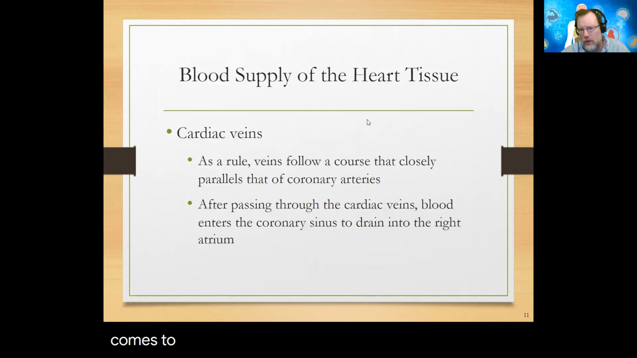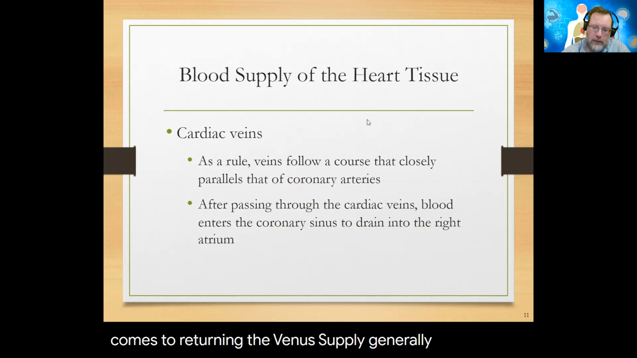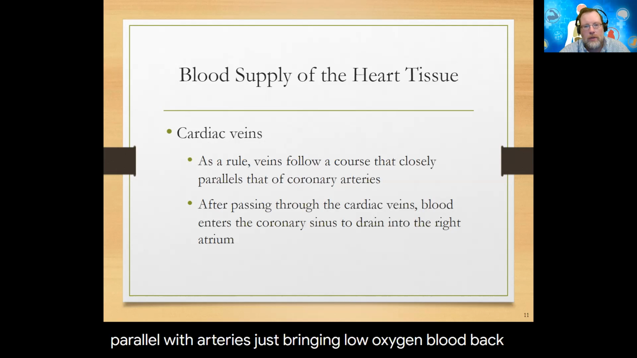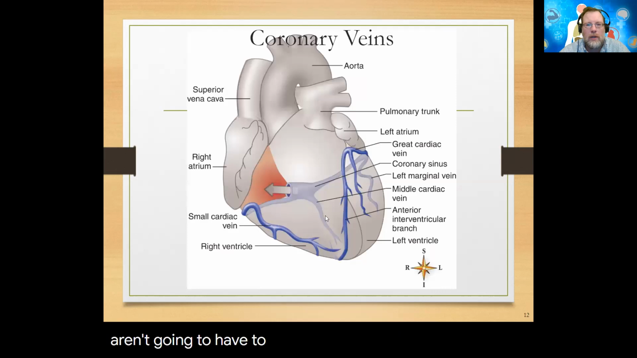When it comes to returning the venous supply, generally we would see, just like we see throughout the body, veins following parallel with arteries, just bringing low oxygen blood back to the heart. Well, certainly the cardiac veins aren't going to have to flow very far. We're going to see a coronary sinus here, where we're going to be dumping from the great cardiac vein, small cardiac vein, and middle cardiac vein, all dumping blood into that coronary sinus.